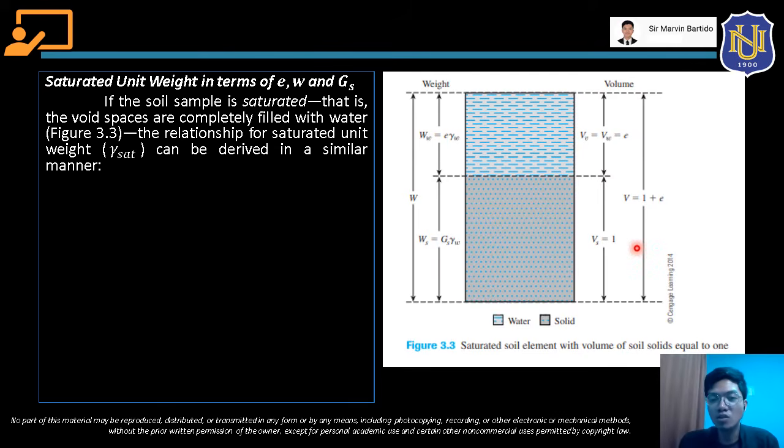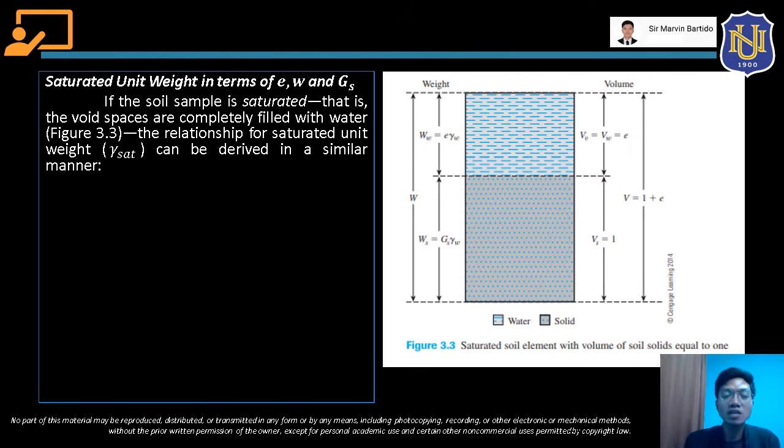So dito class, yung V sub S natin or yung volume ng soil solid natin, we still assume this as 1. Okay, so kung ito class ay 1, so yung magiging volume ng voids natin class is E. But in this case class, yung void natin dito ay water lang. So yung volume ng void natin ay magiging equal lang sa volume of water. So yung volume ng water class, equal lang din sa void ratio natin. So yung total volume natin dito class ay 1 plus E.